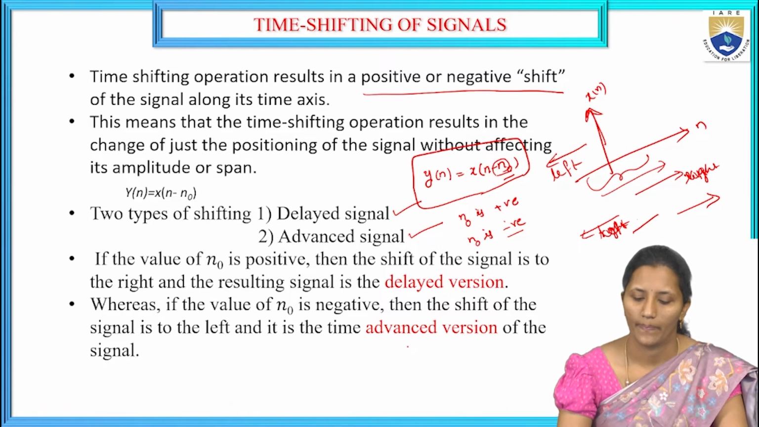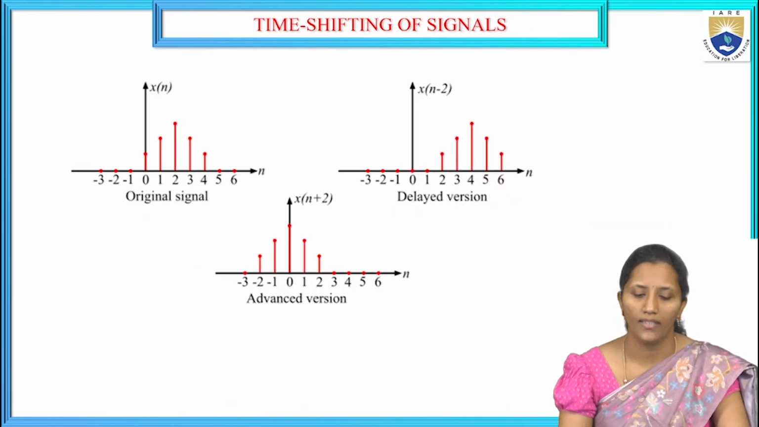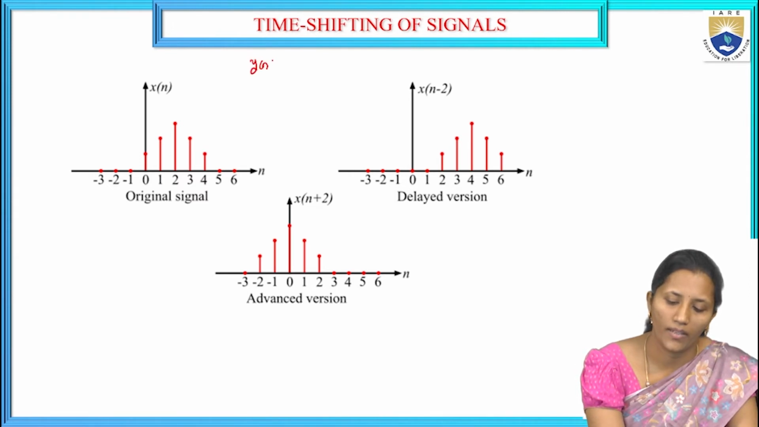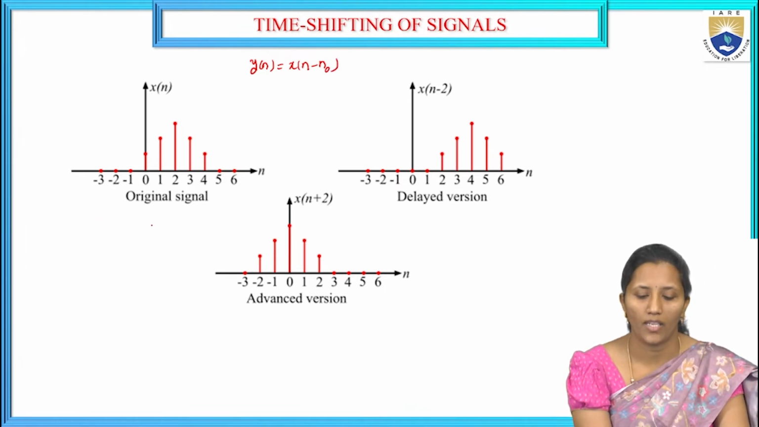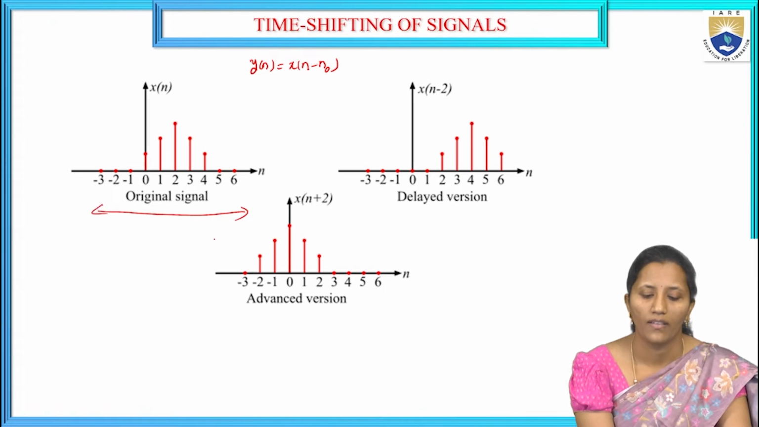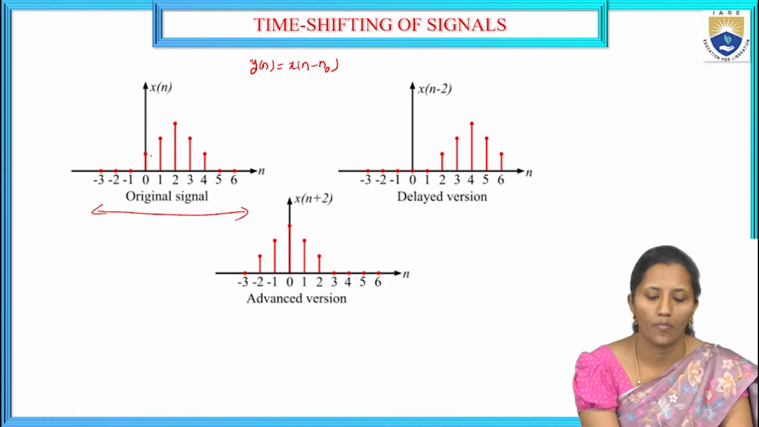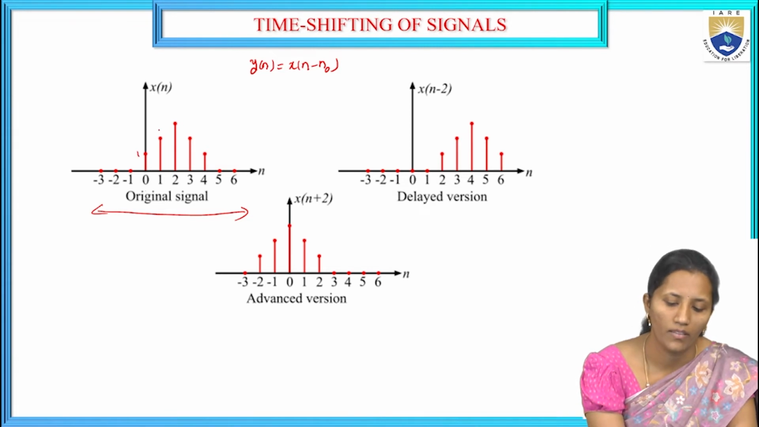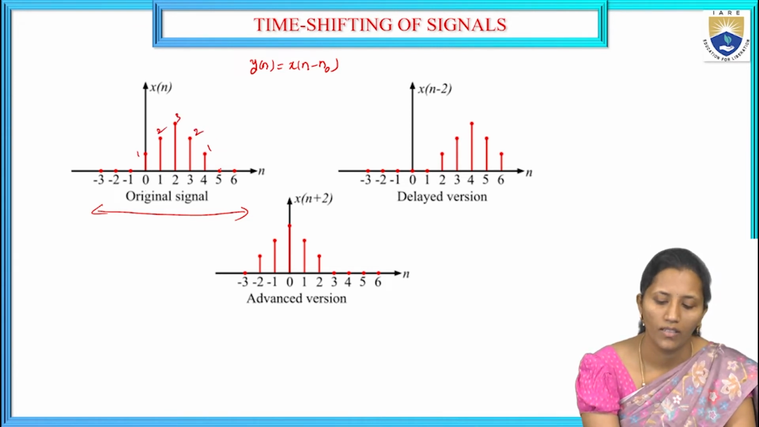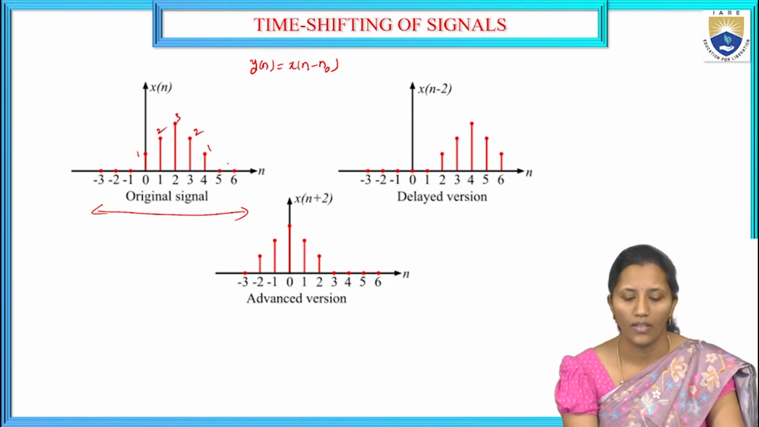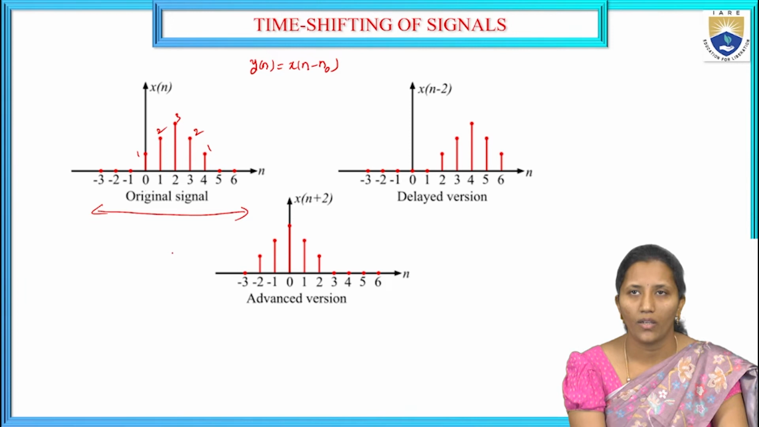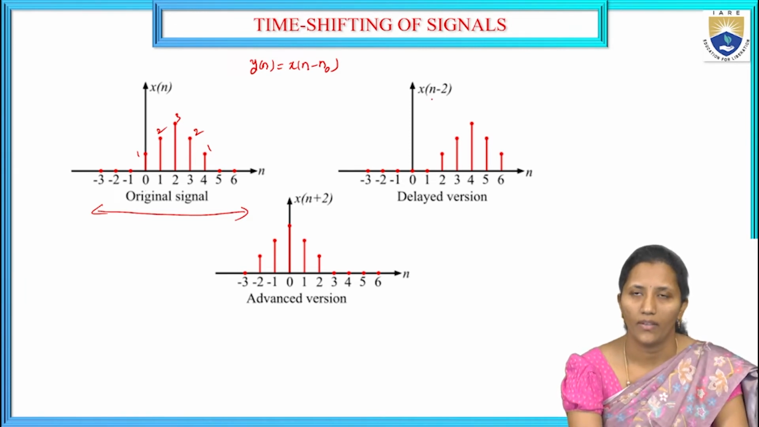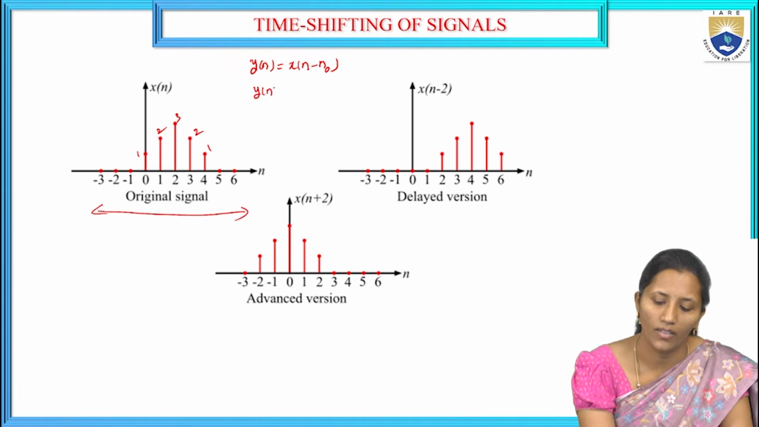For example, first of all, we are considering y of n equals x of n minus n naught. Here I am taking one example, x of n. Here x of n is from 0 to 6, and the amplitude values are, suppose, 1, 2, 3, 2, 1, and the 5th and 6th samples are 0. So here we take x of n, and we want to shift that signal. Here the n naught value is 2, a positive value, so I get x of n minus 2.